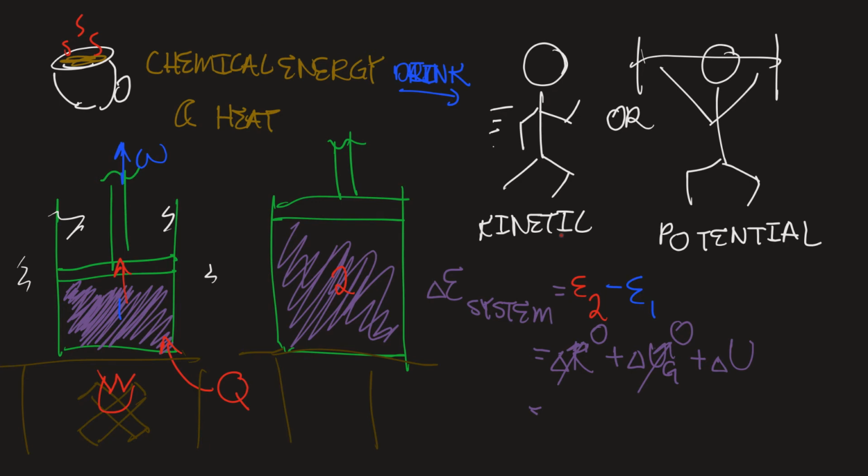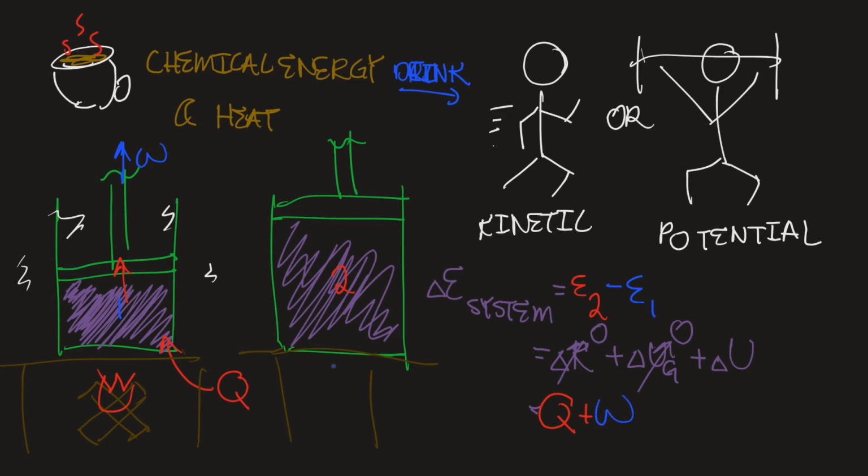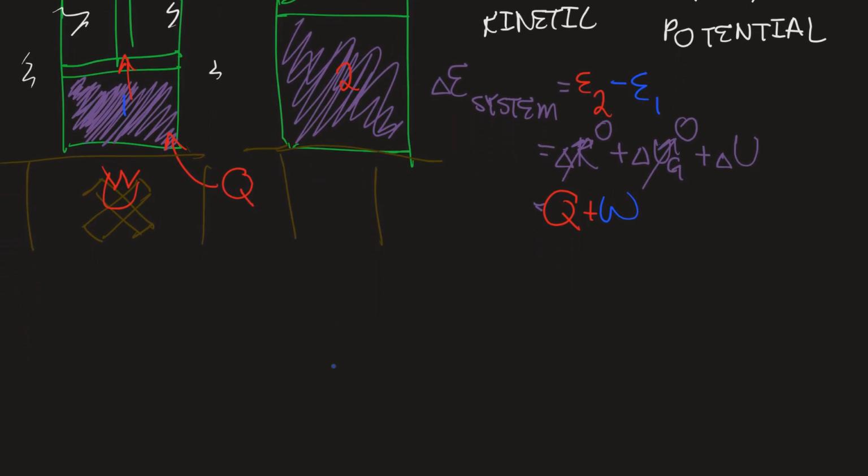So it had a heat interaction, and it also had a work interaction. And we'll look into more detail on these two specific interactions right now. So if we have that equation, our change in internal energy is equal to our heat plus our work interactions.